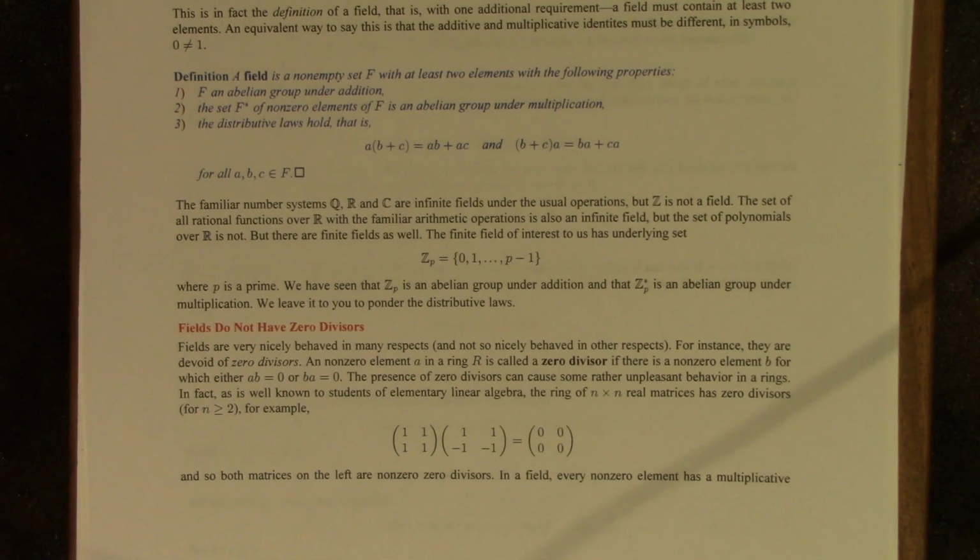The set of all rational functions over R, something you probably studied in calculus or analytic geometry when you tried to graph these rational functions and find their asymptotes and so on, form a field under the usual operations as well. There are also finite fields, as I discussed much earlier in the course.